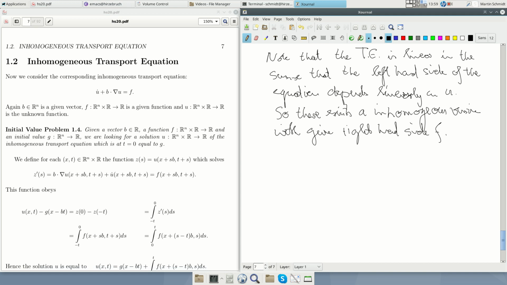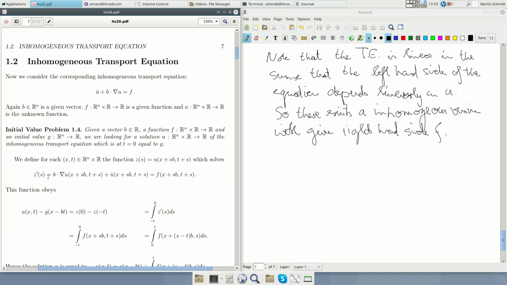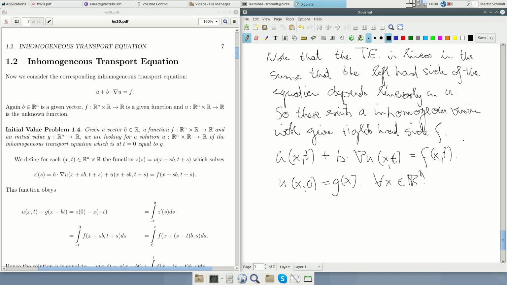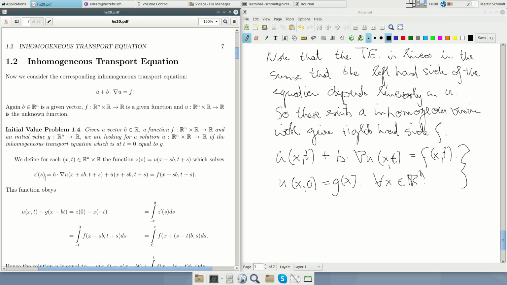Okay, and now we will see that the same method also applies to the corresponding initial value problem. So we have the same initial value problem. u dot, let us write this again once, plus b times the gradient of u of x plus, xt is equal to f of xt. This is our equation, and the initial condition is we fix the values for all x in R^n. This is now our initial value problem. This we want to solve. Okay, and we consider the same function.